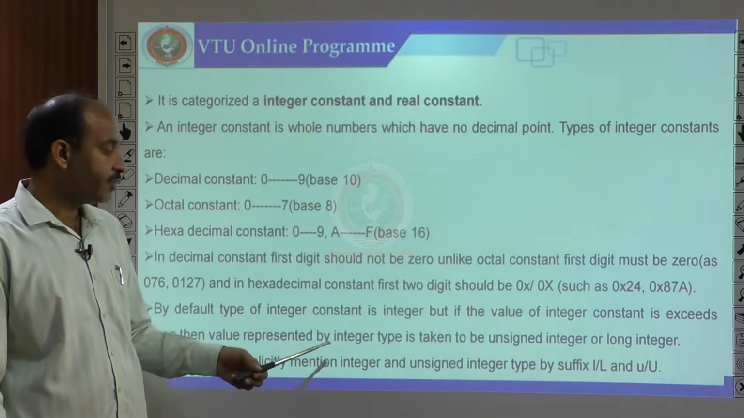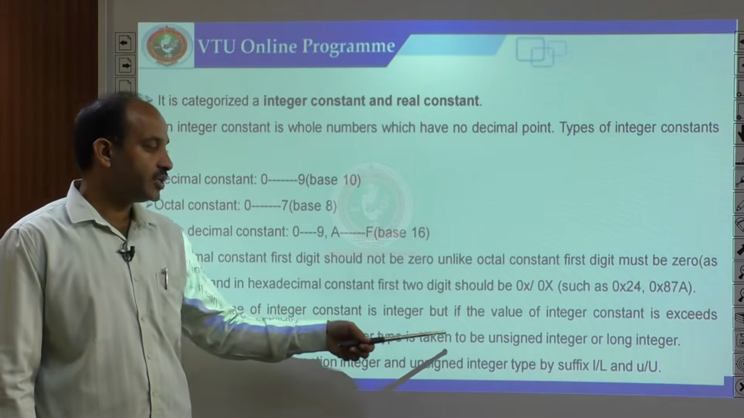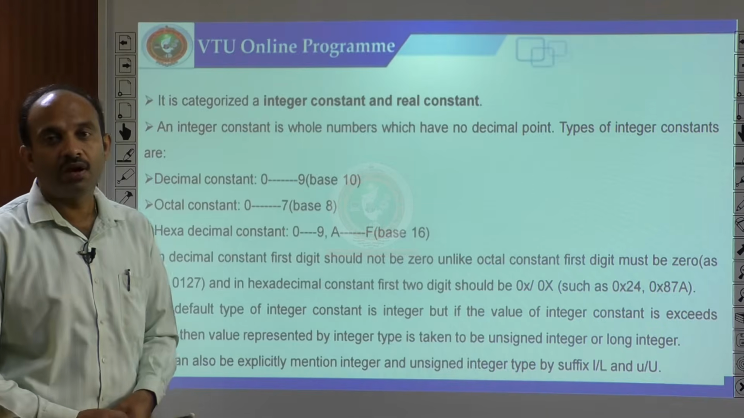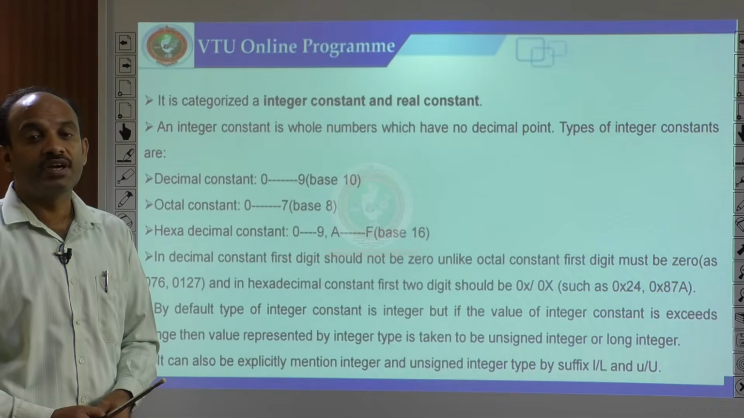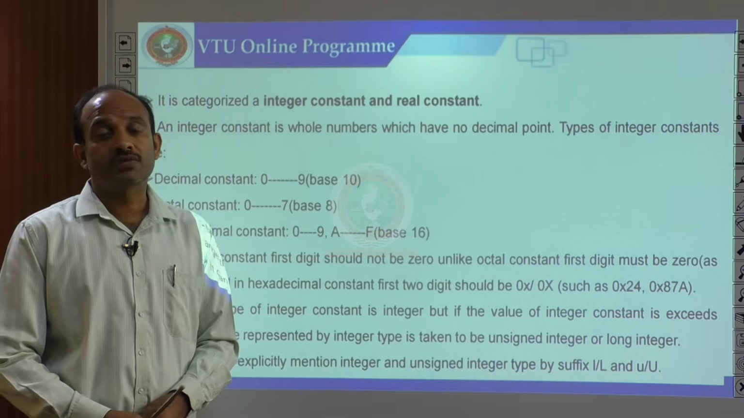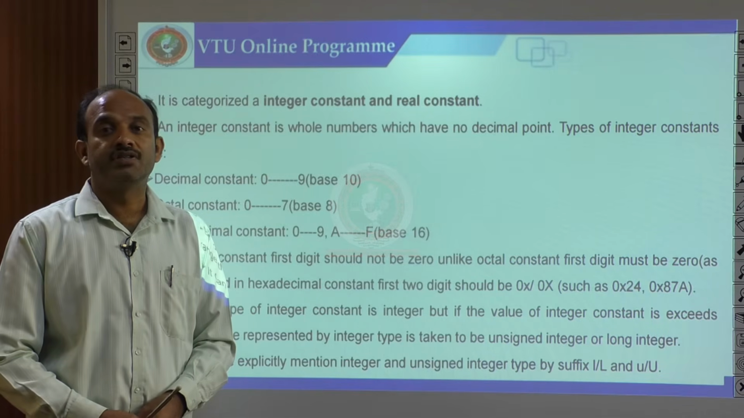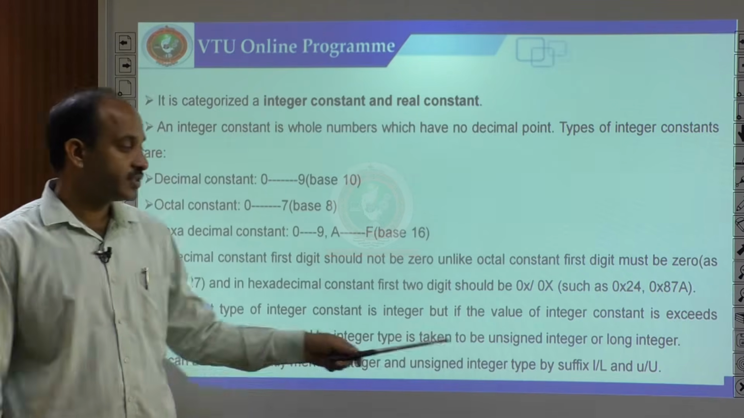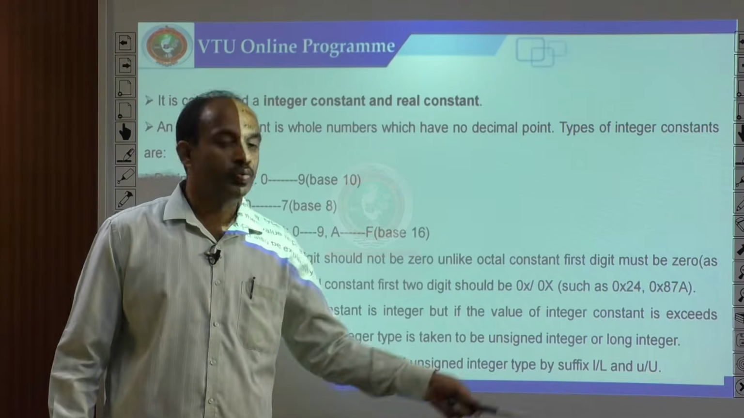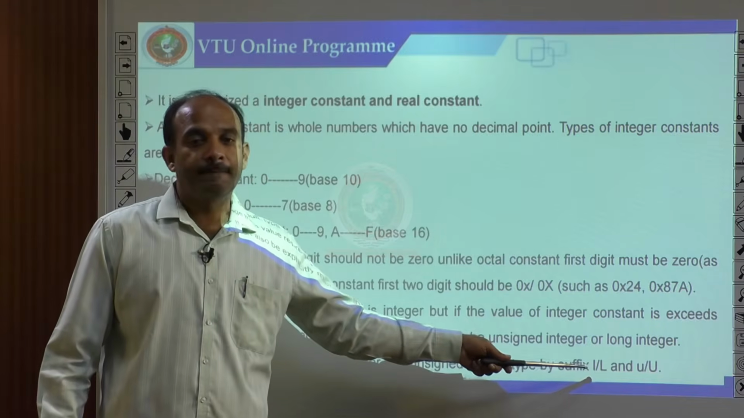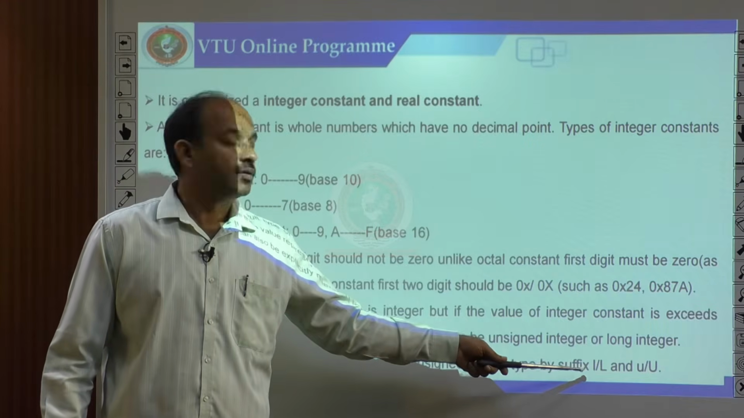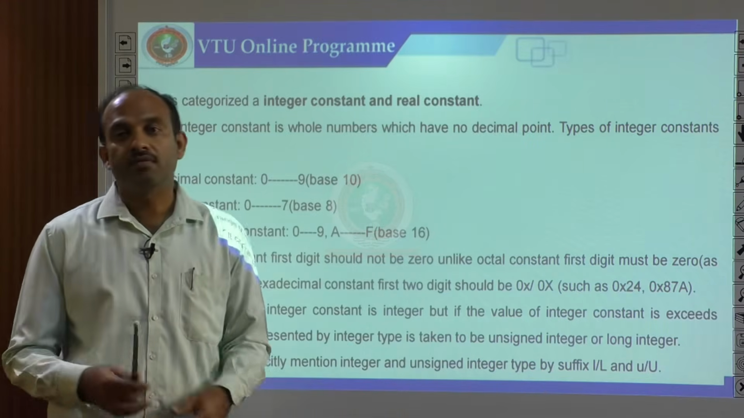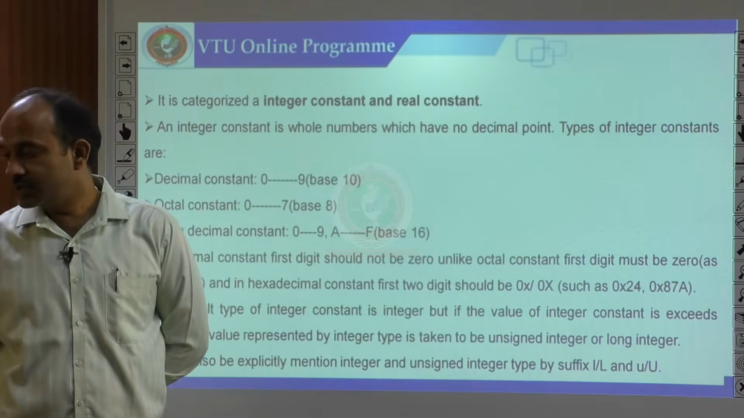But if the value of the integer constant exceeds the range, then it is taken to be an unsigned integer or a long integer. If you want, you can also explicitly mention integer or unsigned integer by using a suffix like l or u, so that you can explicitly specify it.